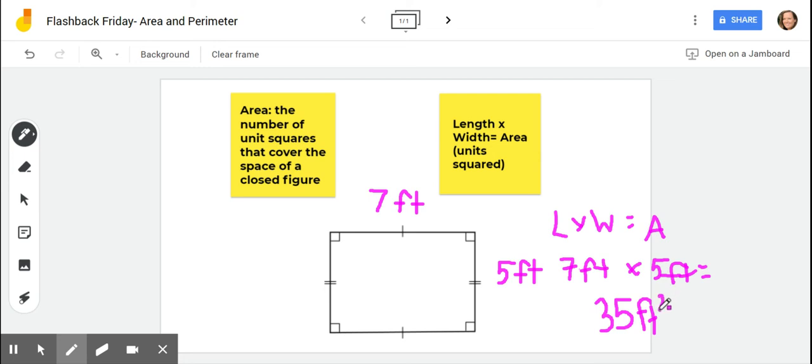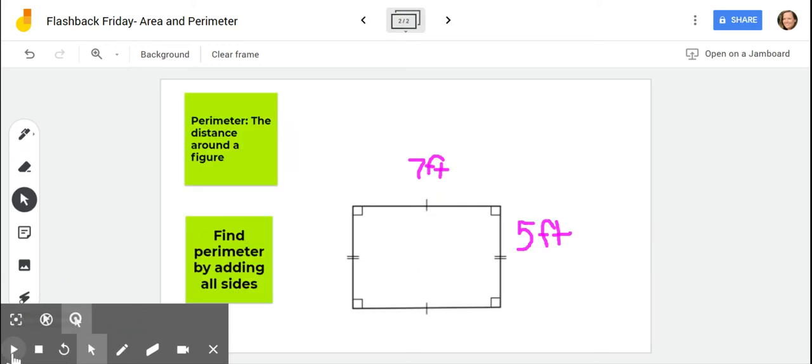And we show that by putting this little 2 up here. That tells us 35 square feet, because really what we're doing is we're counting the squares, the unit squares that cover this rectangle. So if we were to split it up by 7 here, 5 here, we would have 35 square feet. So now we've learned how to find the area by multiplying length times width equals area and getting an answer in square units.